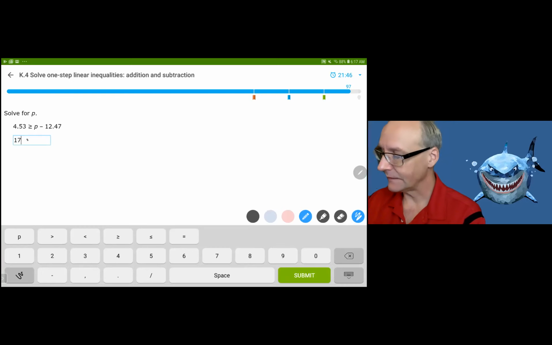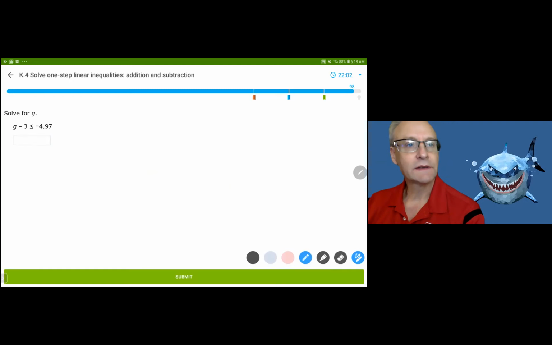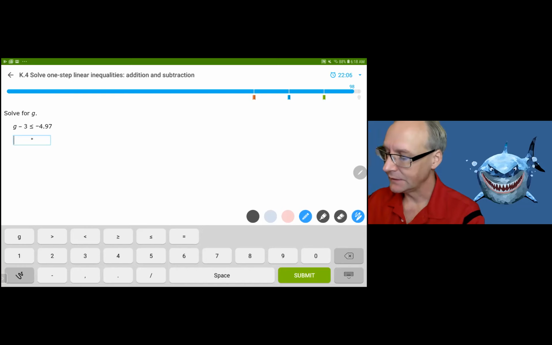If you grab your calculator, of course, it'll give you the right answer. It's just better to practice with your conjugates so that you can add 12.47 with 4.53. And sure enough, you're going to get 17. And it looks like we've got 2 more. We're going to add 3 to both sides and get G is less than or equal to negative 1.97.